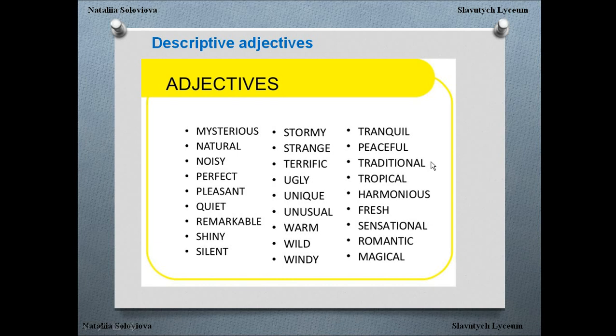In Lviv, you can see architecture traditional for the 17th, 18th century, and so on. Tropical. It's more about climate. Harmonious. Fresh. No, it's not about towns. Sensational. It's more about news.